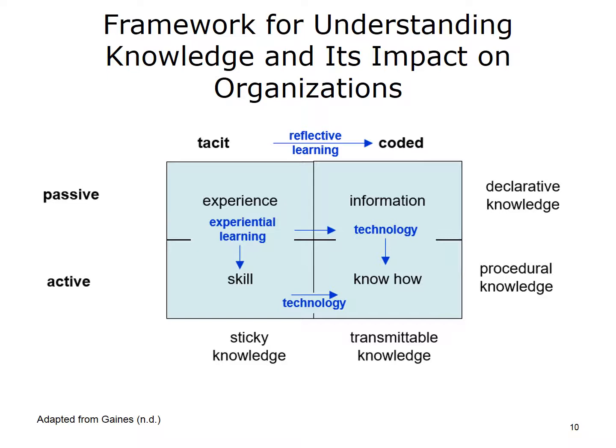The 2x2 diagram, adapted from Gaines, shows the relationship between passive, active, tacit, coded, sticky, transmittable, and declarative and procedural knowledge. A third dimension was added to this framework: declarative and procedural knowledge. In the left upper quadrant is experience. Experience is both passive and tacit knowledge. Through science or reflective learning, tacit knowledge can be acquired and captured in coded form.